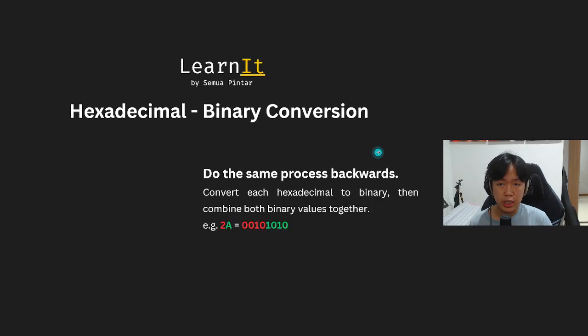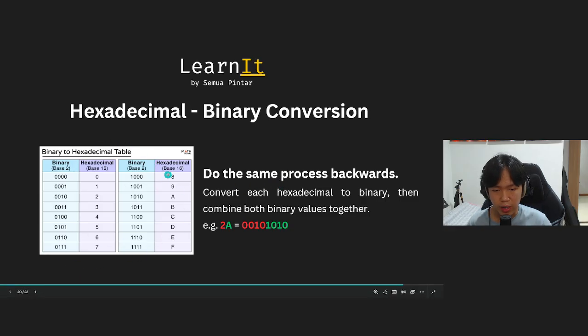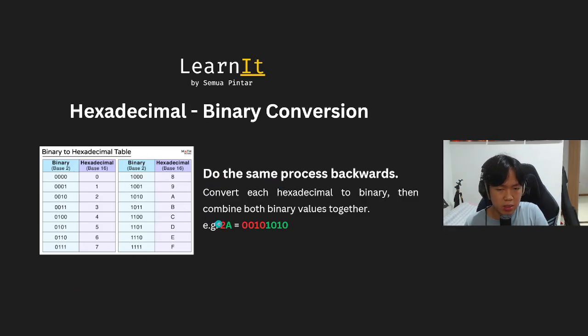Okay, so how about hexadecimal to binary conversion? So it's pretty much doing the exact same process backwards. So you have to convert each hexadecimal to binary, then combine both binary values together. So with this, you have to bring the good old table again. So this is a table, as you guys can see right here. So if we, let's say, have the hexadecimal of 2A, 2 is 0 0 1 0, and A is 1 0 1 0. So if you combine it together, it becomes 0 0 1 0 1 0 1 0.